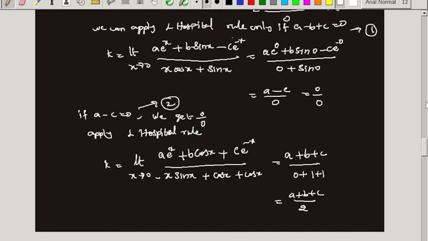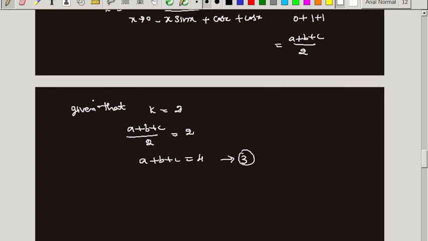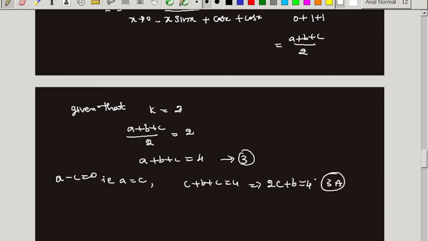So here we have 3 equations: a minus b plus c equal to 0, a minus c equal to 0, and a plus b plus c equal to 4. From a minus c equal to 0, a equals c. If we substitute here, we get c plus b plus c equal to 4, that is 2c plus b equal to 4.